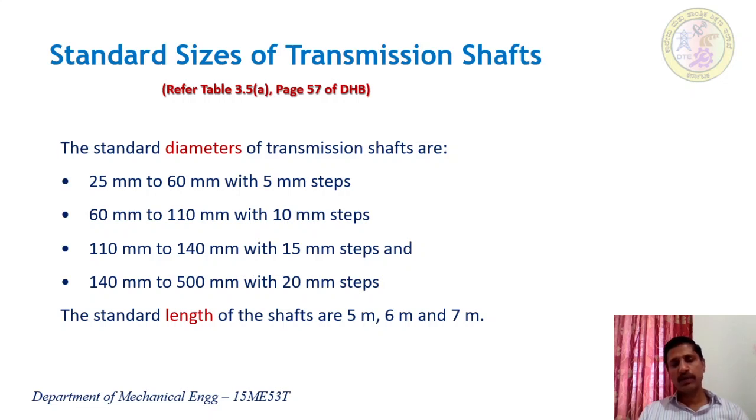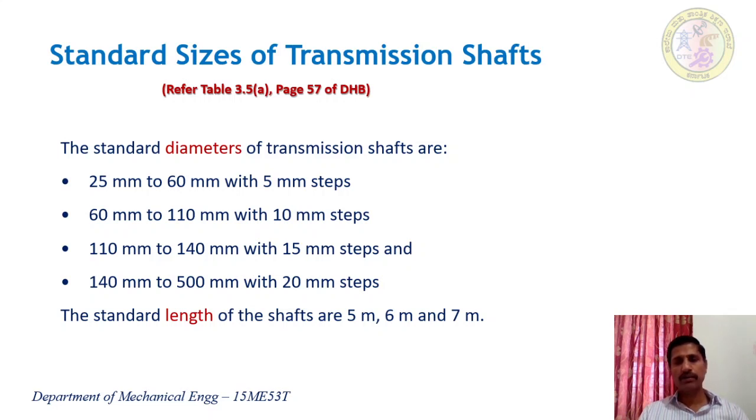So 110 millimeter to 140 millimeter, it is having a step of 15 millimeter. Likewise, from 140 millimeter to 500 millimeter, it is having a step of 20 millimeter. So these are the available diameters of shafts. But when it comes to the length of the shaft, they are available in 5 meter, 6 meter and 7 meter lengths. And the length is limited to 7 meter.